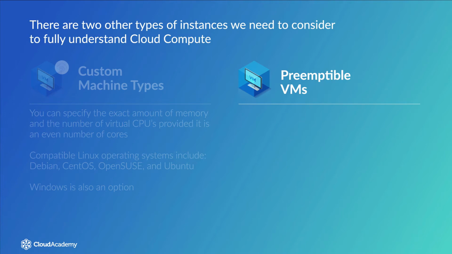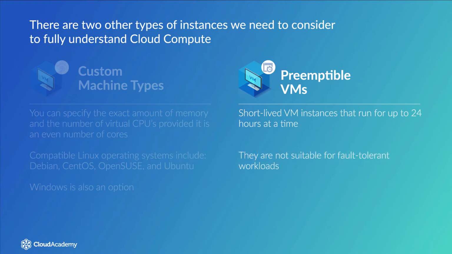These are very interesting. These are actually short-lived VM instances that run for up to 24 hours at a time. Now, the upside, because they're so short-lived, is that they are extremely cheap, up to 80% less than a regular VM. The downside here is that they are not suitable for any kind of non-fault-tolerant workload. With preemptible instances, you don't know when they might die. They're guaranteed to shut down within 24 hours.